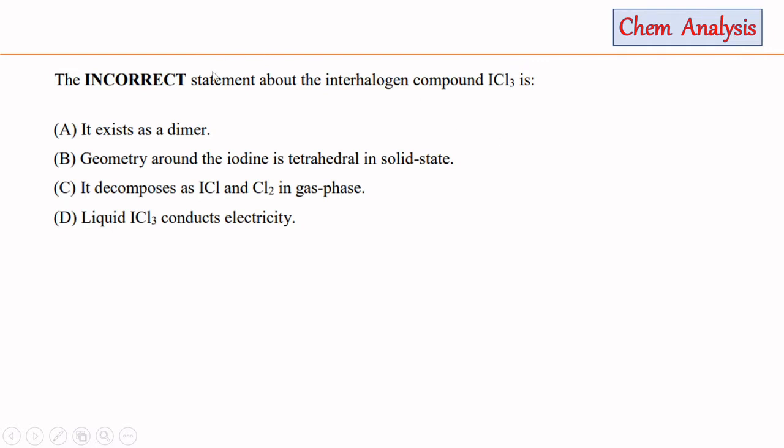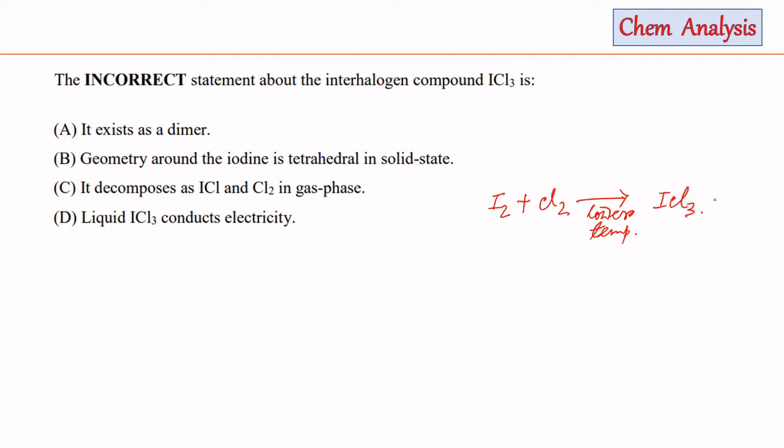From the first question we can see that we have to tell about the incorrect statement from these 4 options for the interhalogen compound ICl3. ICl3 is an interhalogen compound which can be synthesized by the reaction between iodine and chlorine at lower temperature, and they will generate the interhalogen compound ICl3.